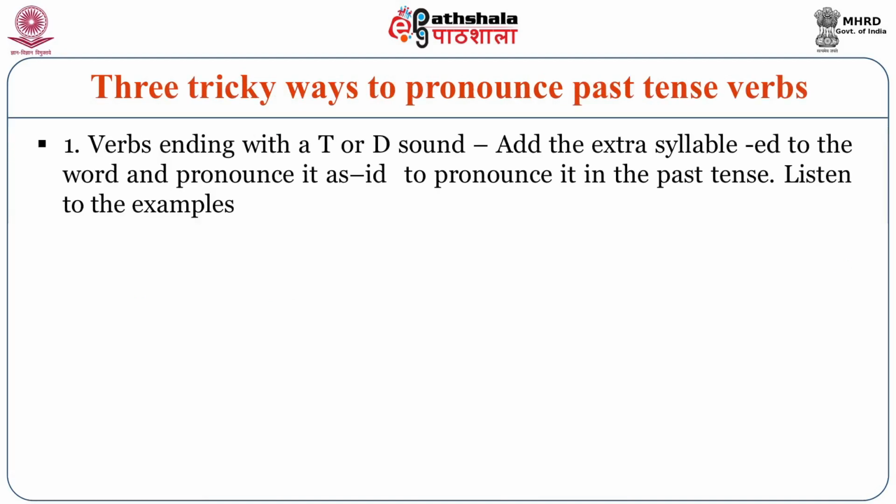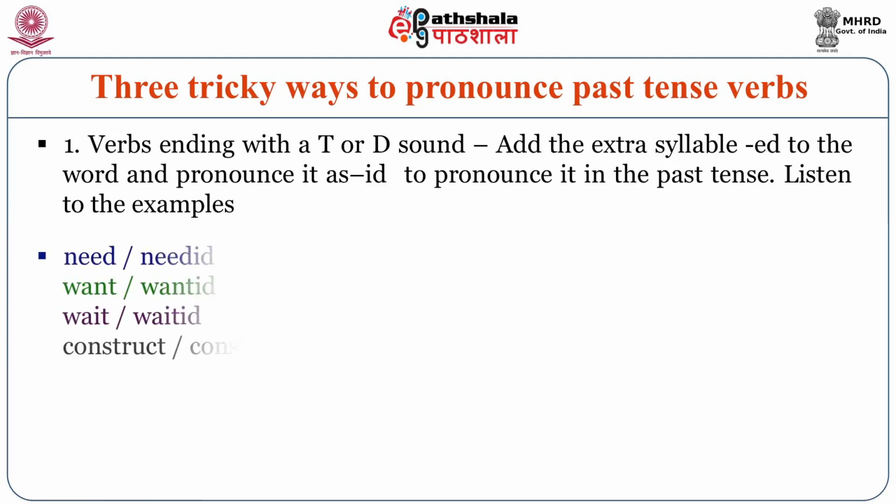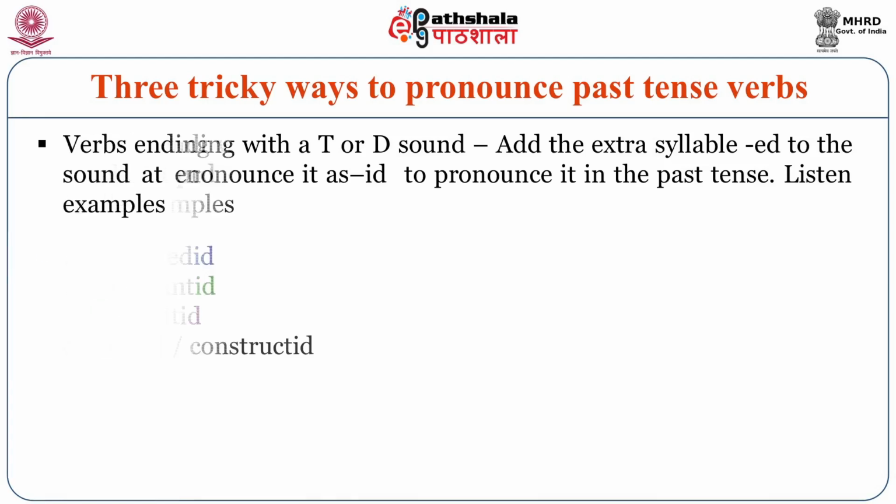Verbs ending with a t or d sound: add the extra syllable ed to the word and pronounce it as id to pronounce it in the past tense. For example, we have need, when it is needed. We write ed but pronounce it as id. We say needed, wanted, waited or constructed.